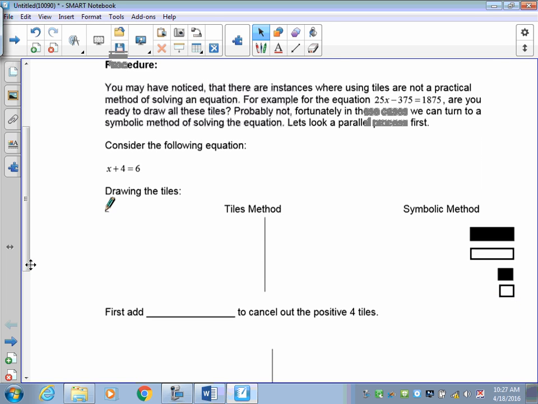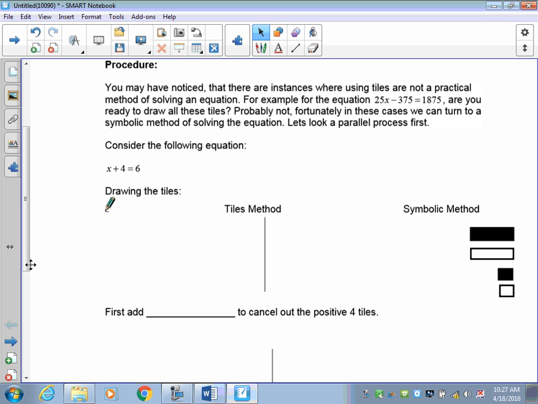So you may have noticed that there are instances where using tiles is not a practical method of solving an equation. For example, for the equation 25x minus 375 is equal to 1875, are you ready to draw all those tiles? Probably not. Fortunately, in this case, we can turn to the symbolic method. So let's look at making a symbolic method and matching everything up so that you understand what's going on.